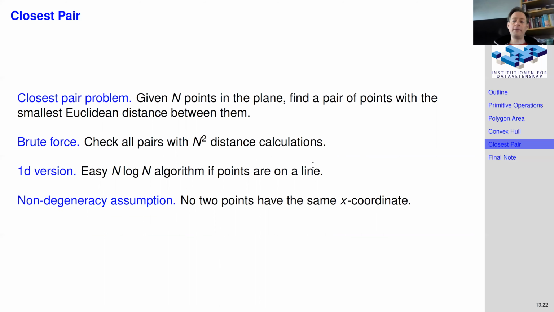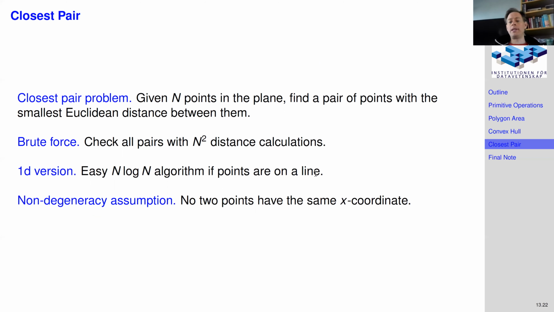If we have points on a line, then we can sort the points on the line, and that would be n log n. And then we can pairwise check the points, because we know that the shortest distance will be between a pair of points that are next to each other. And then we can do this in linear time.